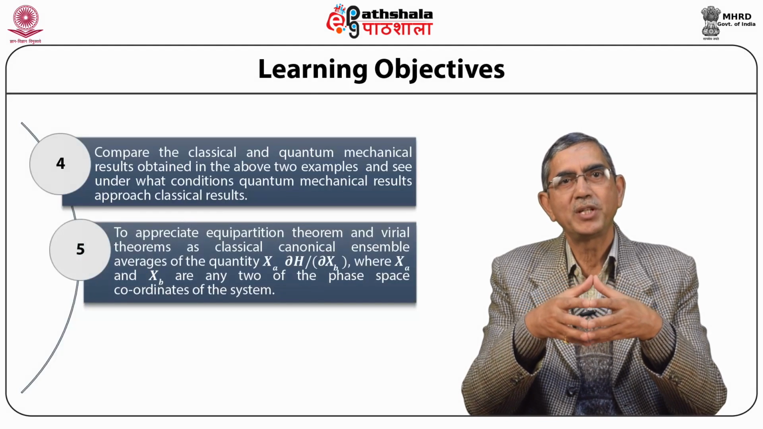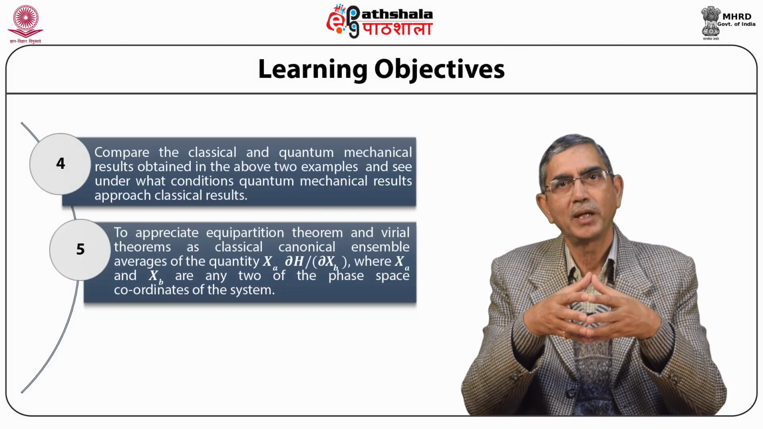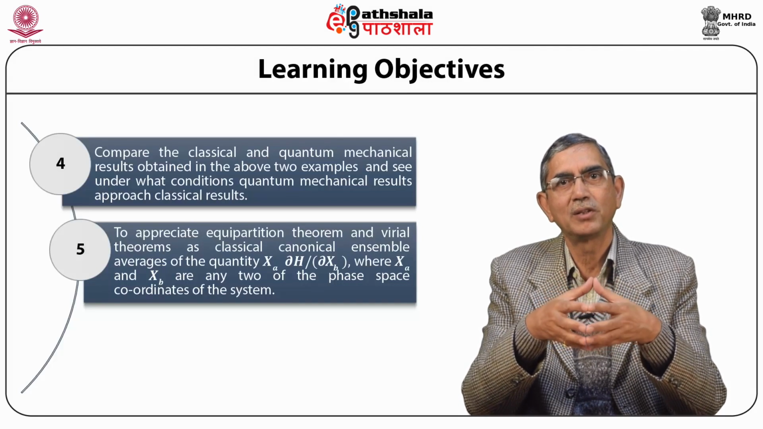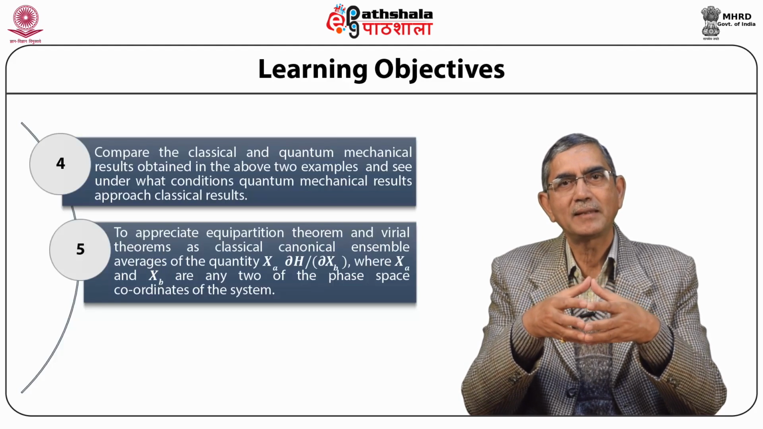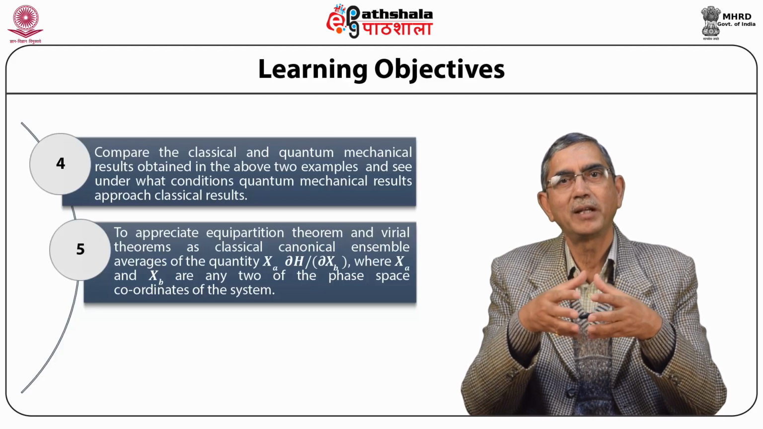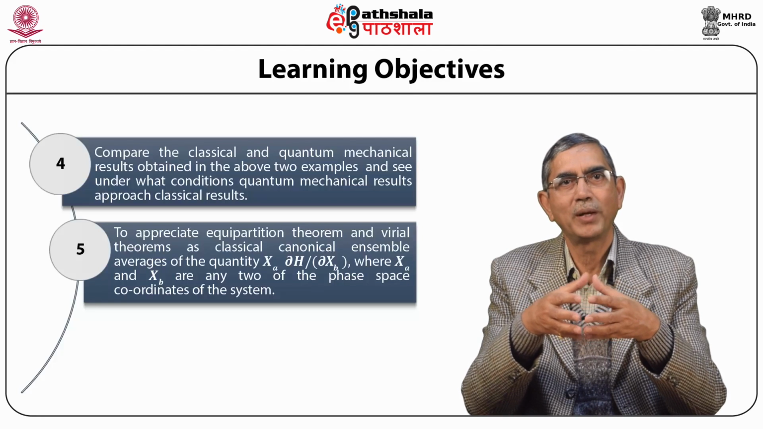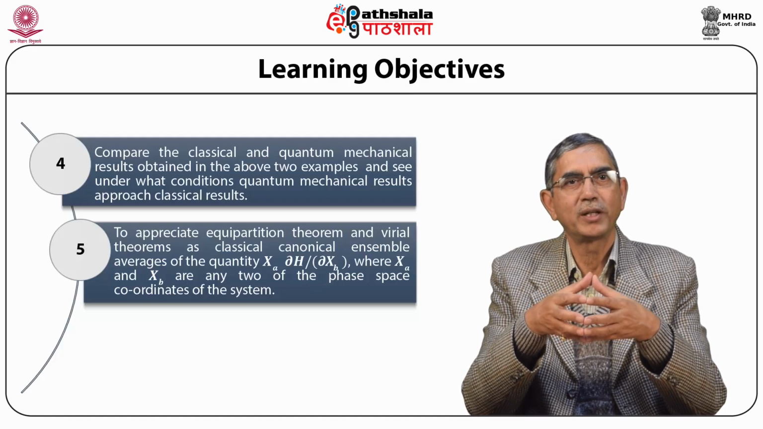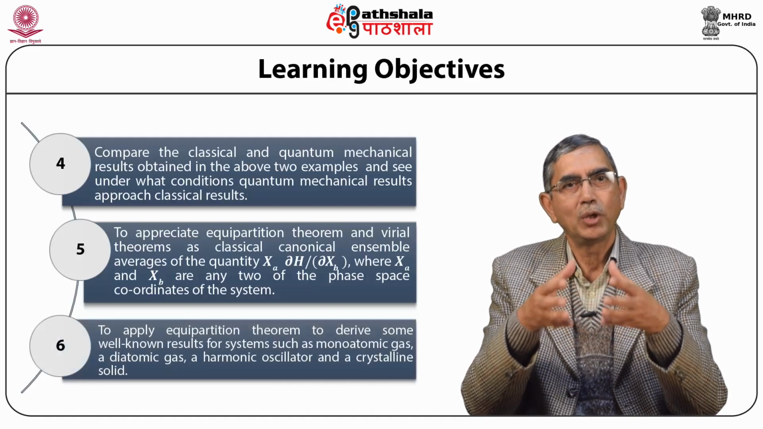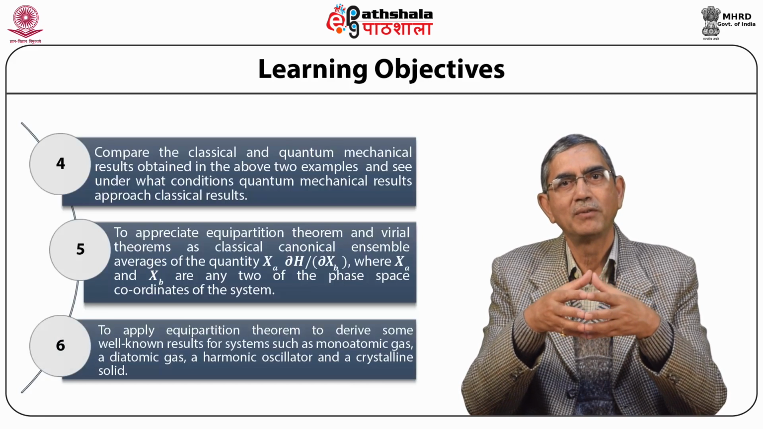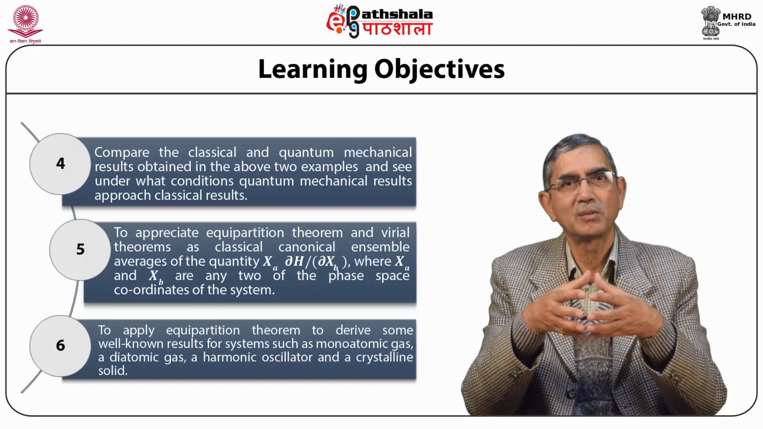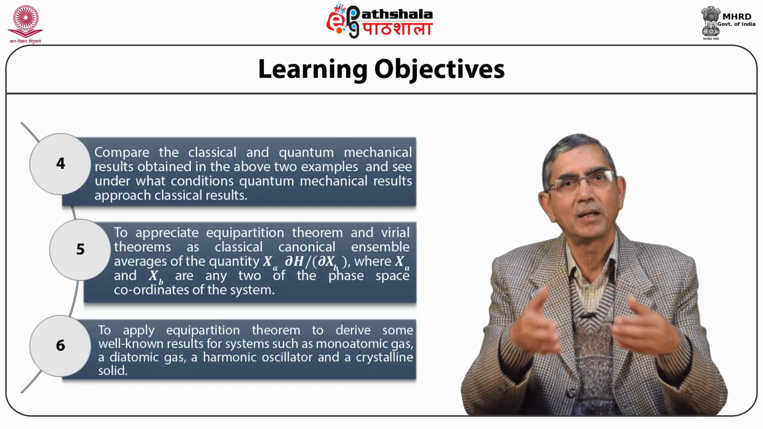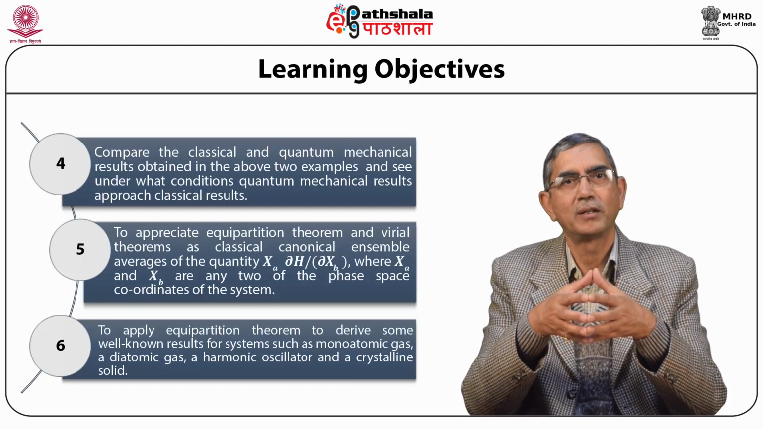We shall be able to appreciate equipartition theorem and virial theorems as classical canonical ensemble averages of the quantity xa multiplied by partial derivative of Hamiltonian with respect to xb, where xa and xb are any two of the phase space coordinates of the system. To apply equipartition theorem to derive some well-known results for systems such as monatomic gas, a diatomic gas, a harmonic oscillator, and a crystalline solid.